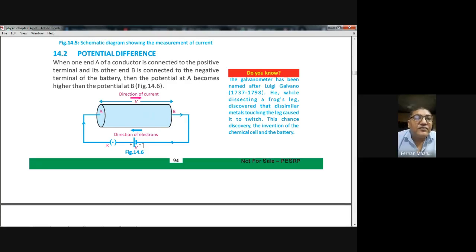Positive charges. Don't say protons. Positive charges. So the positive charges are coming out of here, and when they come back, here they will have high energy, and here they will have zero energy. Okay, so this is the basic idea. And we are talking about conventional current. Remember this thing. We are not talking about electron flow.